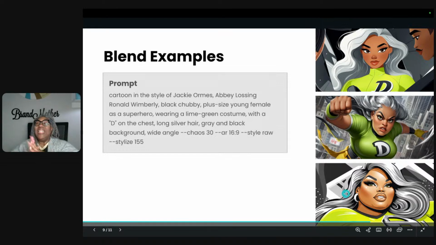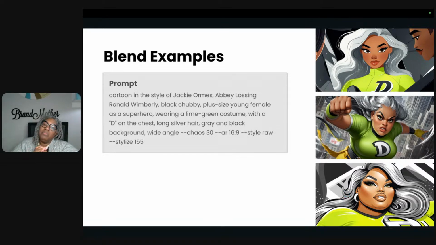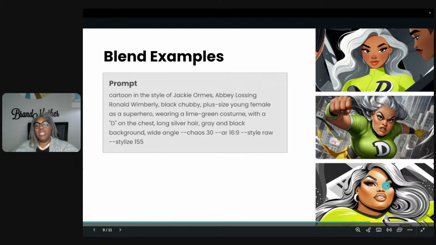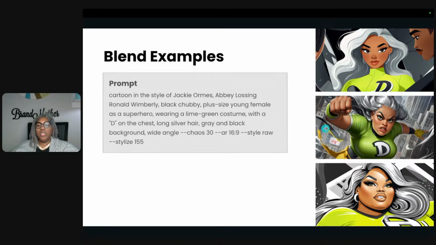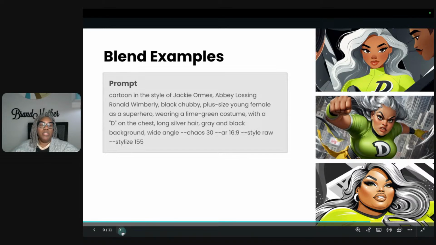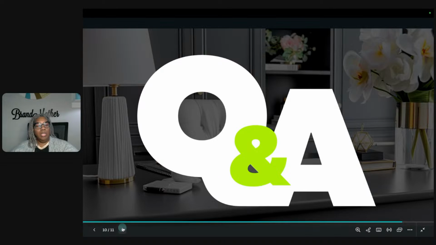When you're blending, whatever you put first in the prompt is going to get most of the influence. So Jackie Ormez is going to get most of the influence. That's why these two look similar. But with this one, you start seeing what Abby might have looked like, or Ronald. So we blended the three to give us a very different look and feel.